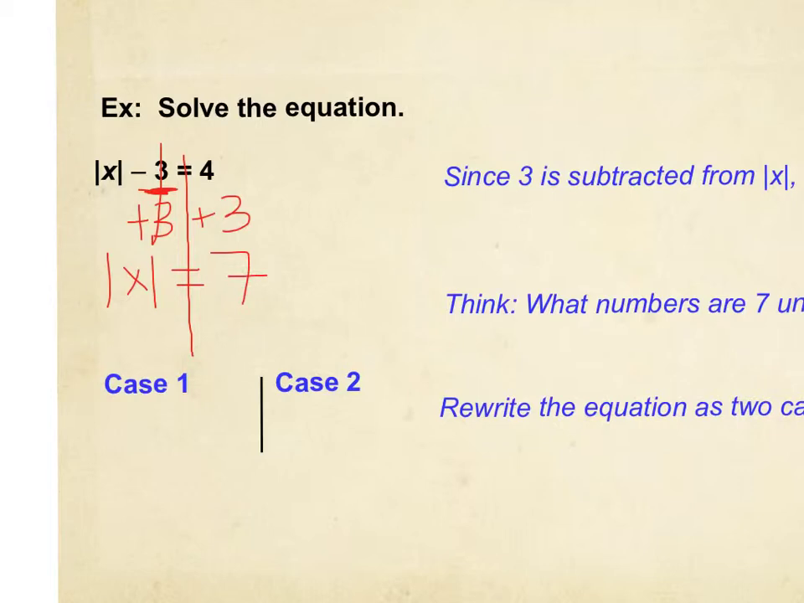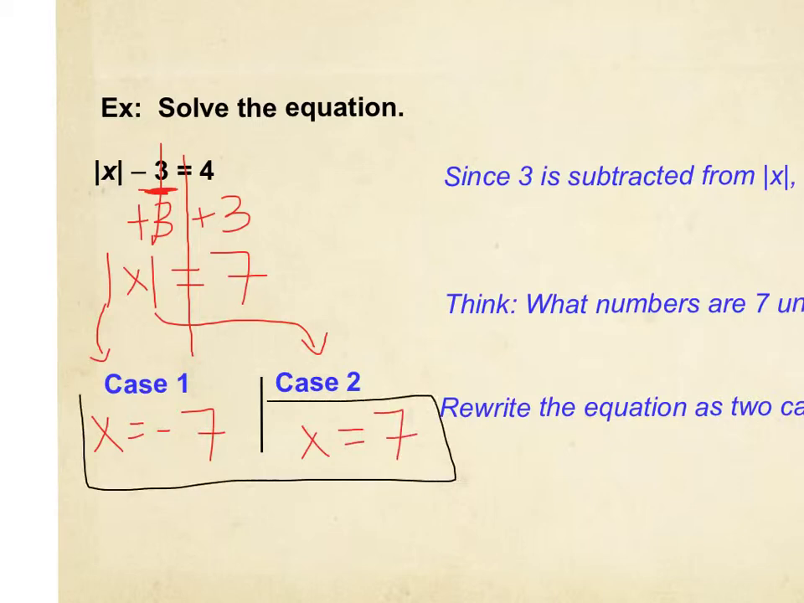And then those absolute value bars tell me to split it up into 2 cases. So the first case is going to be x equals negative 7, and the second case is going to be x equals positive 7. And that's your answer. You're done. Pretty straightforward.